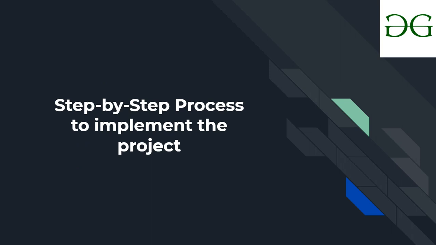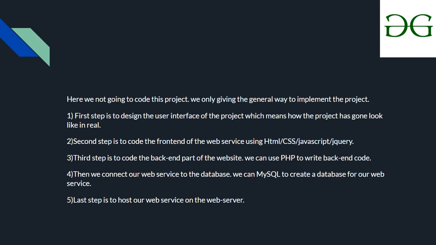Step-by-step process to implement the project. Here we are not going to code this project. We are only giving the general way to implement the project. So the first step is to design the user interface of the project, which means how the project is going to look like in real. Second step is to code the front end of the web service using HTML, CSS, JavaScript, and jQuery.